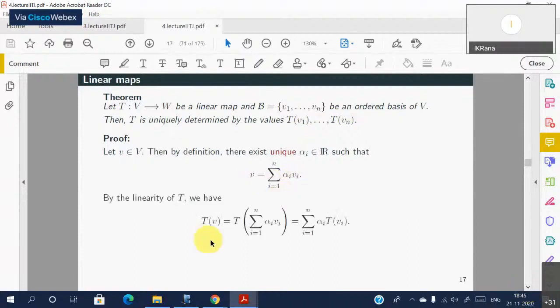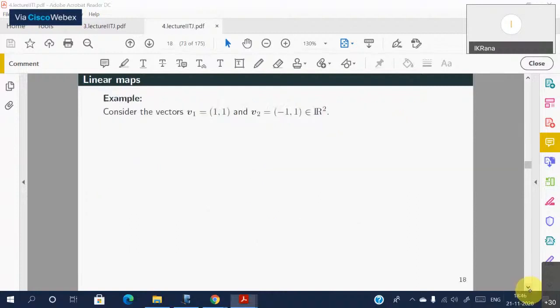So if you want to know a linear transformation completely, then you should find a basis of the domain and evaluate it on the basis elements. Then you know the linear transformation completely. So it reduces the work.